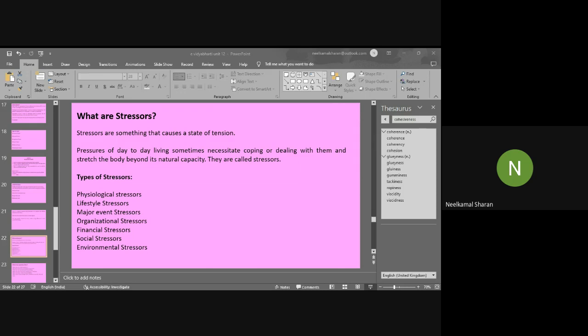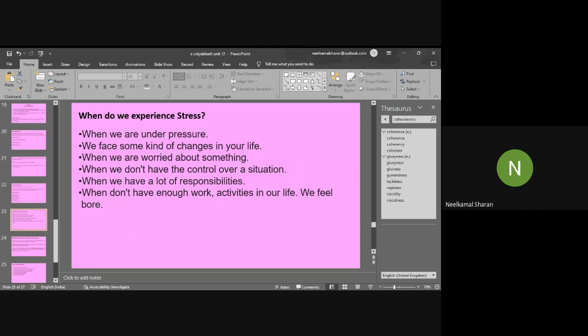When do we experience stress? When we are under pressure, when we face some kind of changes in our life, in that case also we experience stress. When we are worried about something, we all experience stress. When we don't have control over a situation, in that case also we experience stress.